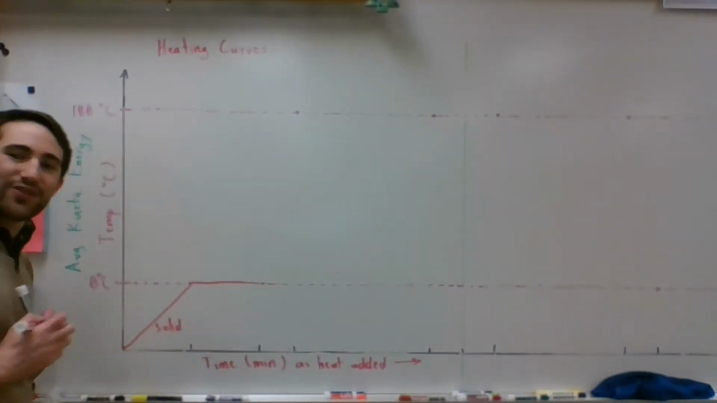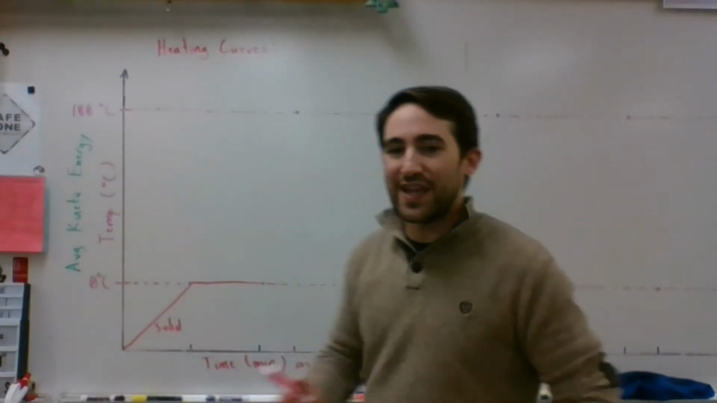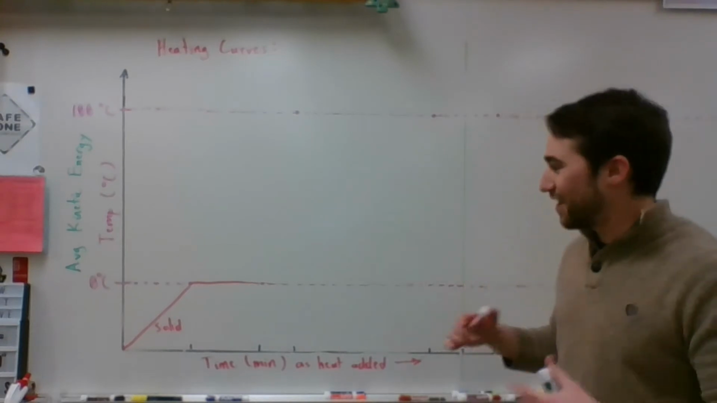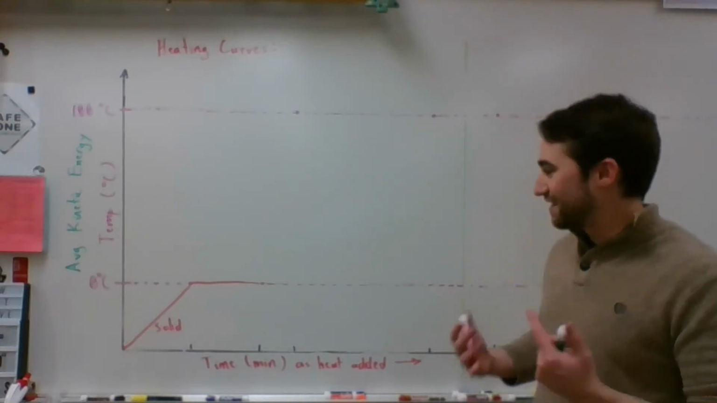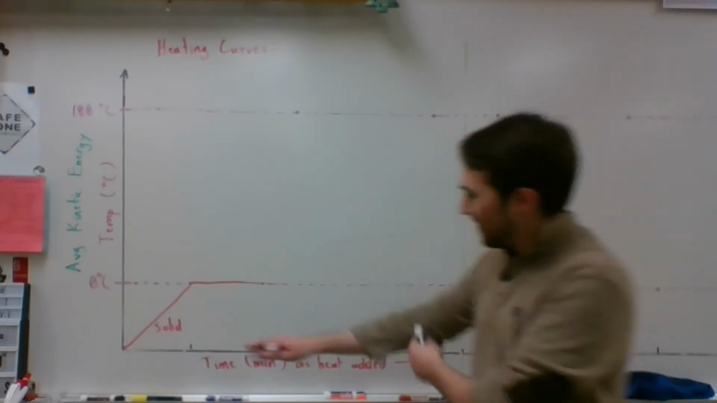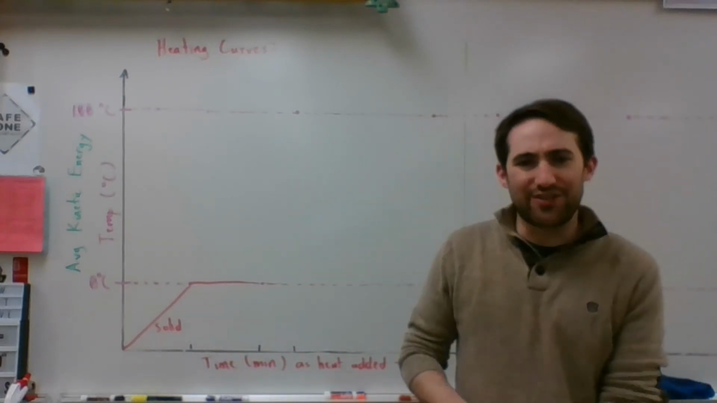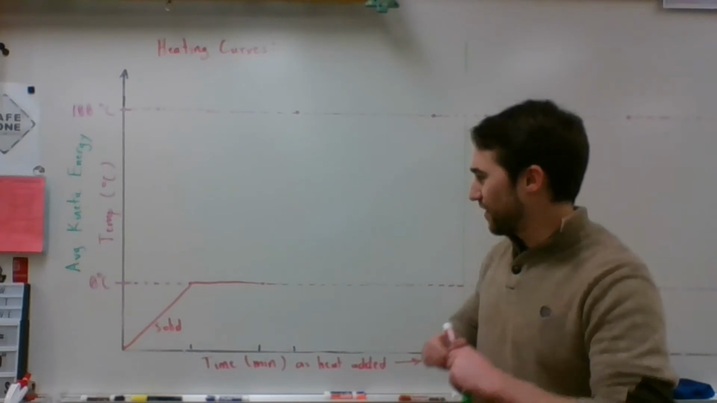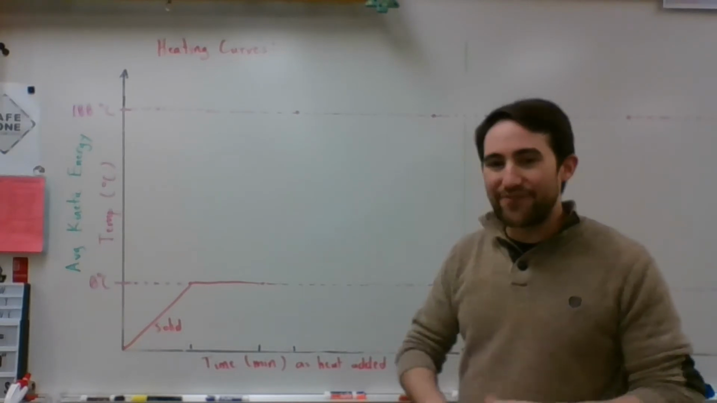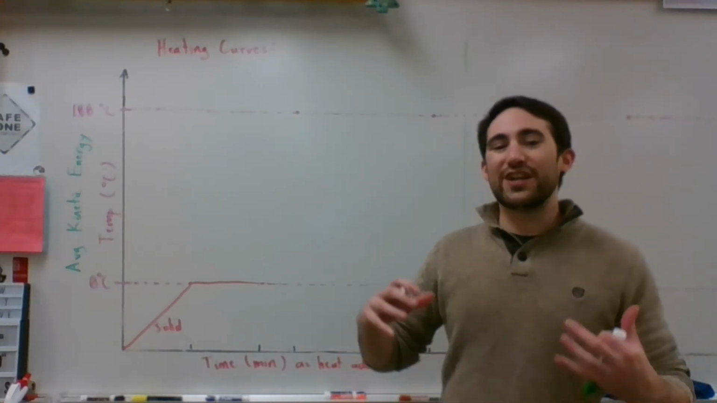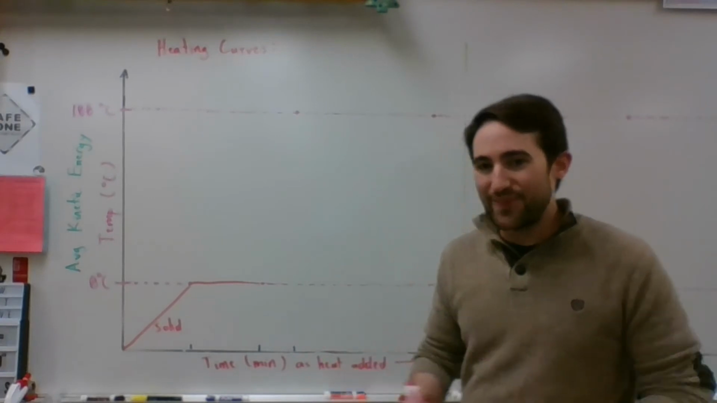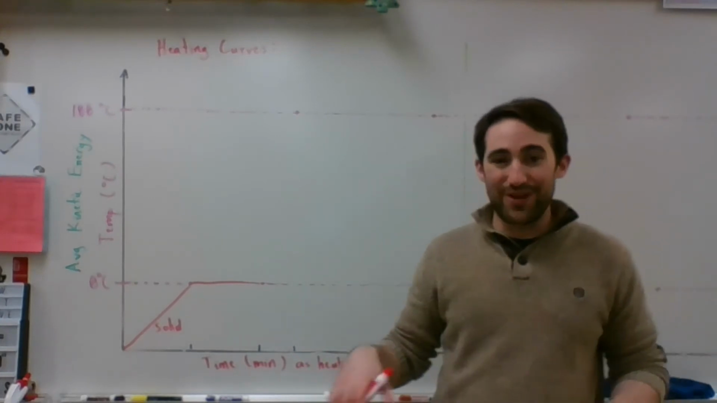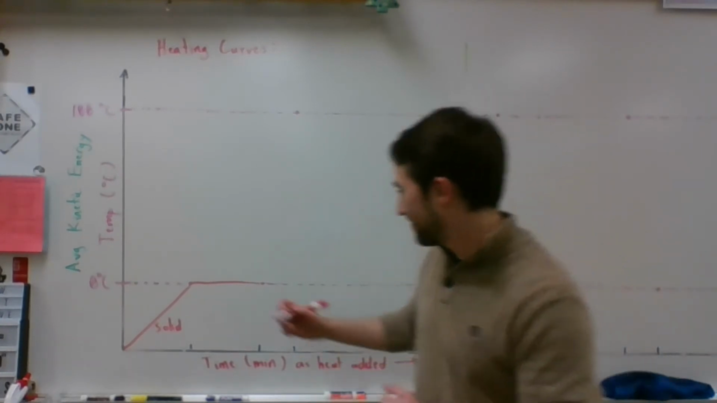When it hits 0 degrees Celsius, it stops changing temperature. It stops getting warmer. Instead, it stays at the same temperature. It sticks around there for a while. At this temperature, we start to go through a phase change. We're changing from one phase of matter to another. In this case, we start to form the liquid out of the solid.